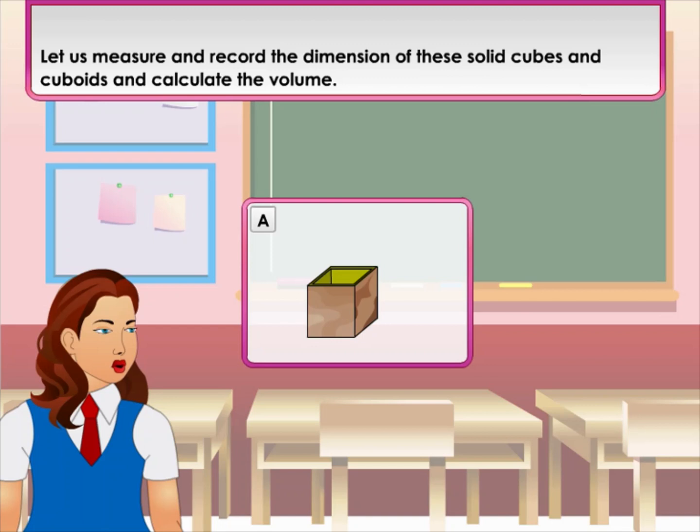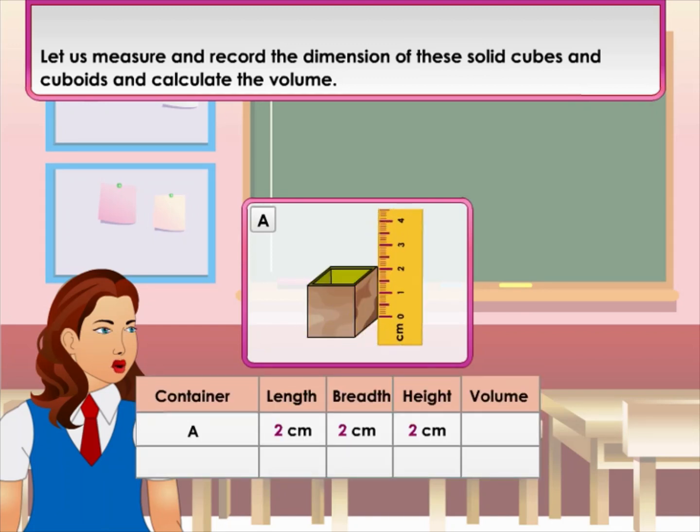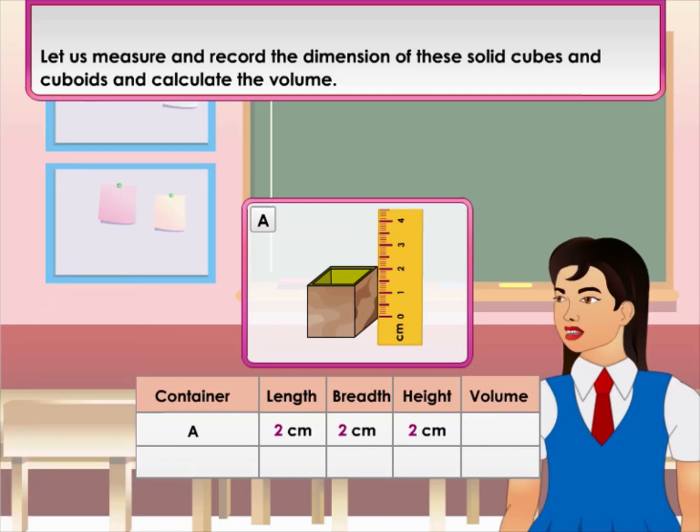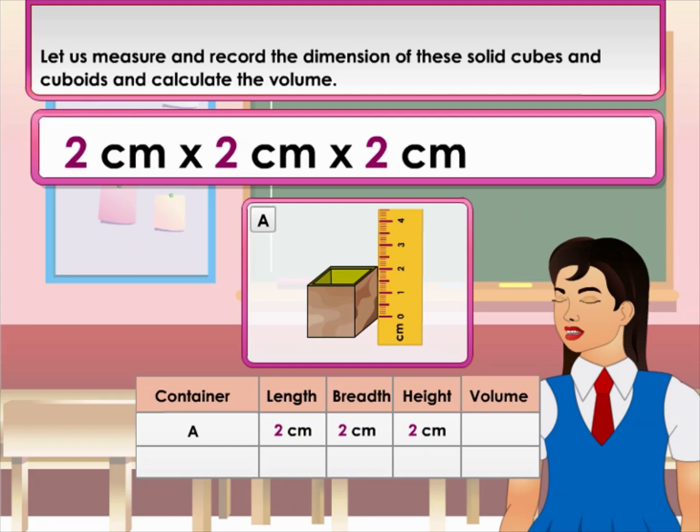Container A has the shape of a cube. The length is 2 centimeters. The breadth is 2 centimeters and the height is 2 centimeters. To find the volume, we have to multiply the length, the breadth, and the height. That gives 2 centimeters times 2 centimeters times 2 centimeters. That will give us 8 cubic centimeters.